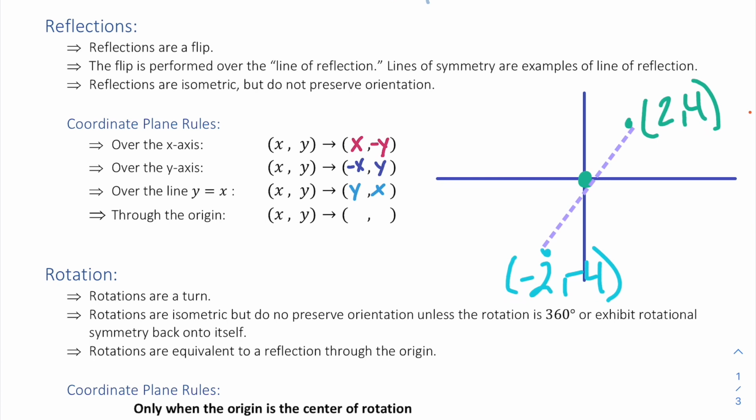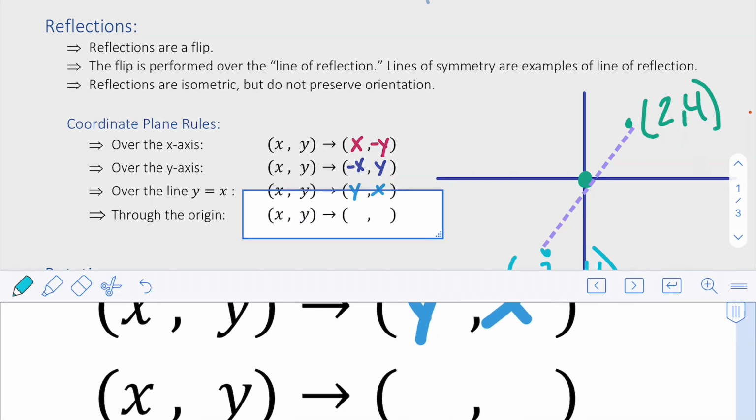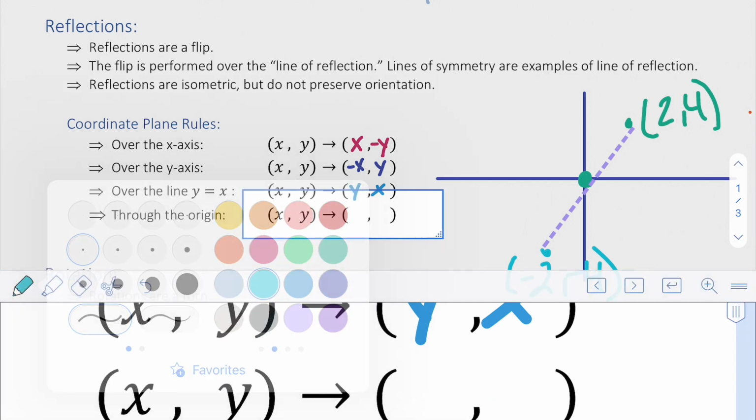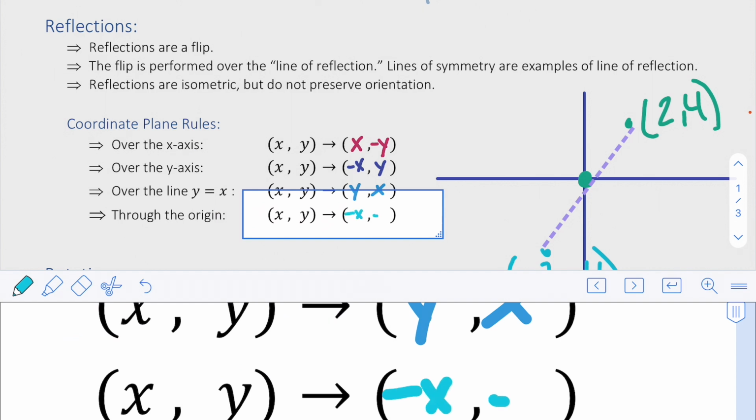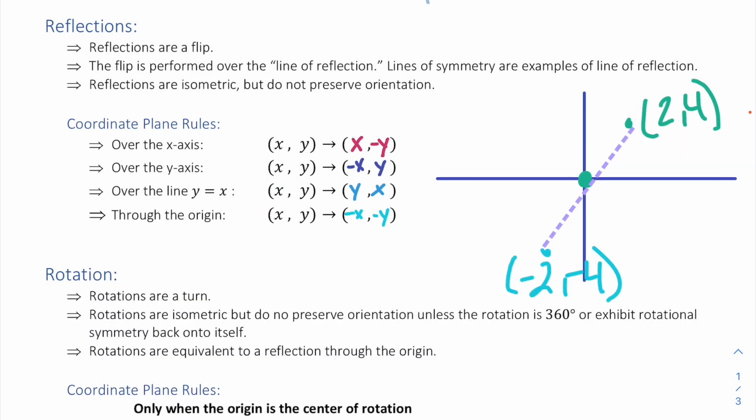So again, through the origin, we can represent it as -x, -y. X and y are not changing position. The only thing that's changing is the sign. If they were negative, they're becoming positive. If they were positive, they're becoming negative. Okay, so there are the 4 coordinate rules for reflections. You definitely need to know these, you need to memorize these. You will not be able to add these to your notebook.